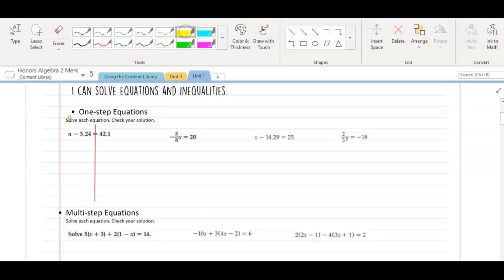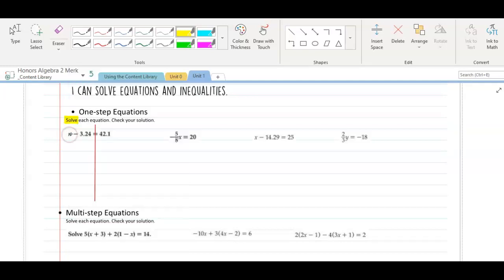Anytime you see this word solve, no matter if we're dealing with a linear equation, a quadratic equation, or something even more complex, you're always trying to get the variable isolated. In other words, you're trying to get that letter all by itself. In this case, we want to get n by itself.